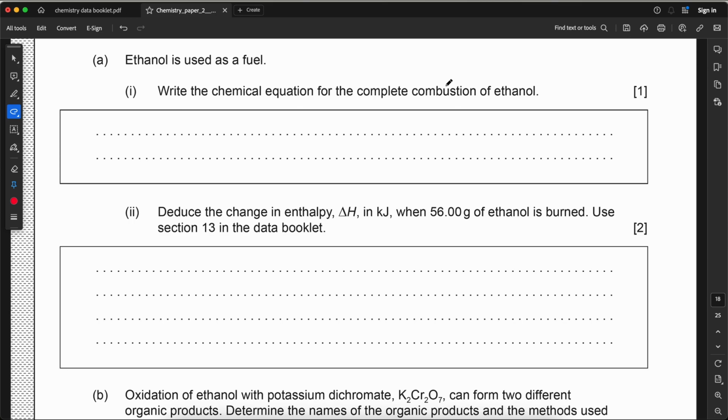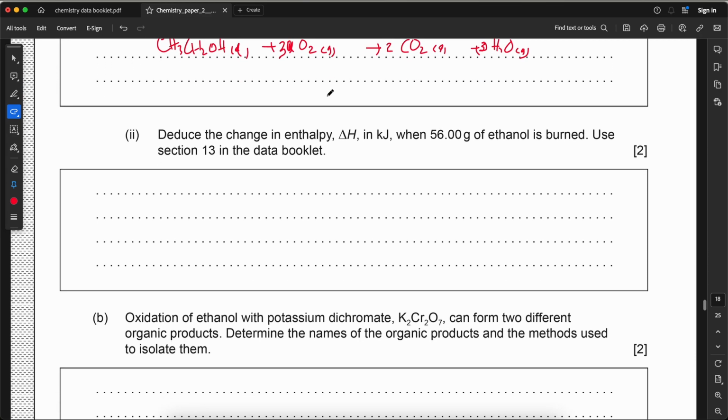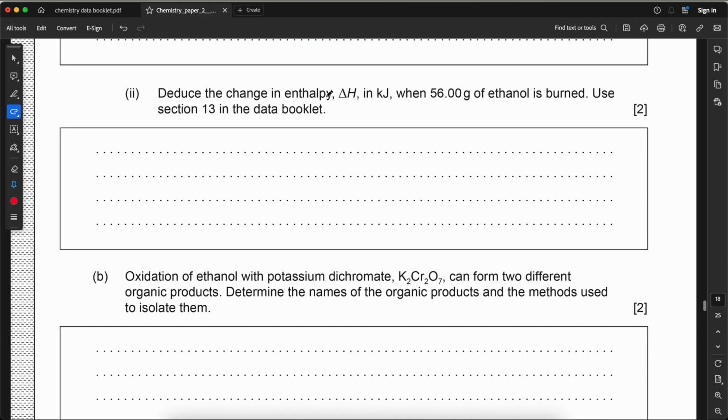Ethanol is used as a fuel. Write the chemical equation for the complete combustion of ethanol. CH3CH2OH liquid reacts with oxygen gas, producing CO2 because it's complete, gas, and H2O. So this would be 3, this would be 2, and then this would be 3. Then balance.